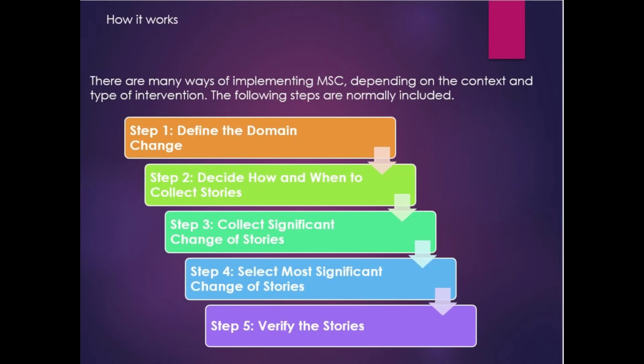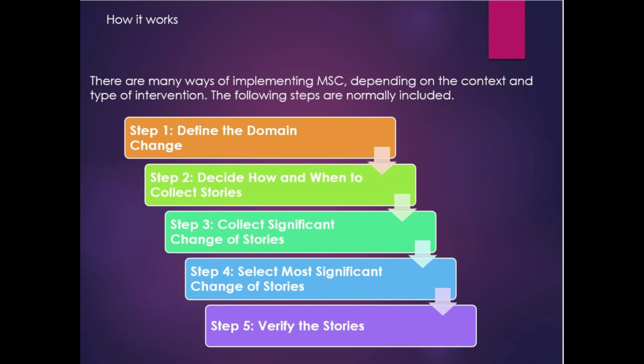So in order to establish and implement the most significant change, we need to weigh out the 5 steps through which we can implement the most significant change. First is define the domain. When we are thinking to establish or implement the most significant change, first of all we need to define the domain, and here we can also select our stakeholders.